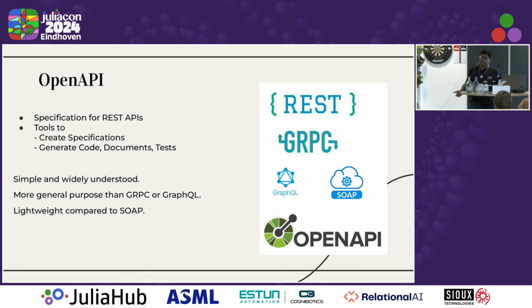The USP, so to say, of OpenAPI is the simplicity it brings, because it's based on REST. It is very widely understood and it is simple. And compared to the other things out there like gRPC, GraphQL, and SOAP maybe, OpenAPI is more general purpose. And so unless you need something that the other protocols are bringing in, you're probably better off using OpenAPI, and it is simpler that way.